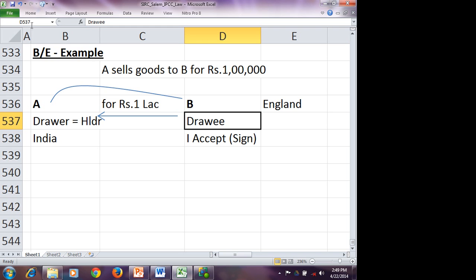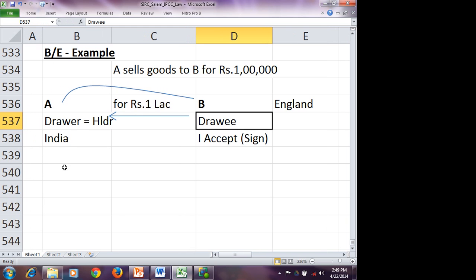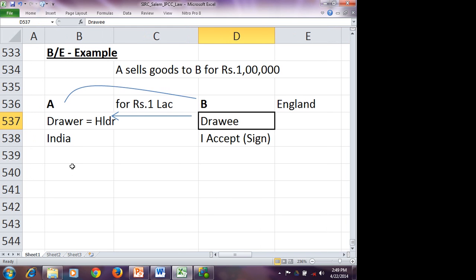Now what is the right available to A? Primarily, what is the right available to A? A has three options. Option 1, he can go to the bank, discount the bill, get the payment. Option 2, retain the bill till maturity. B agrees to make the payment after 3 months. After 3 months, A takes the bill to B, presents the bill, collects the payment.